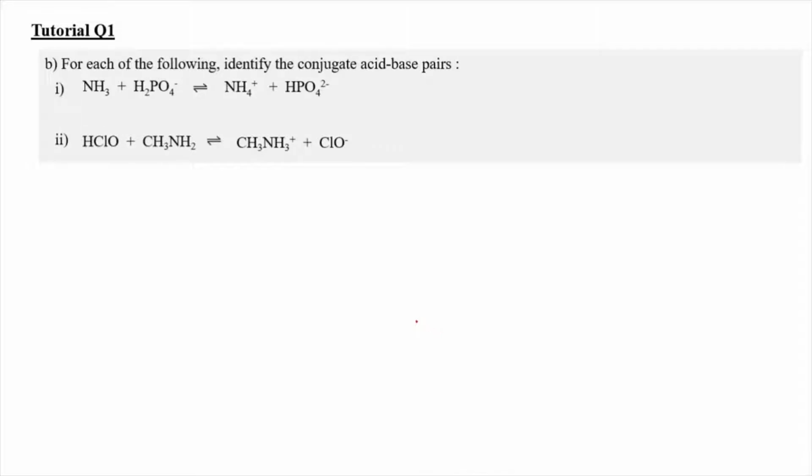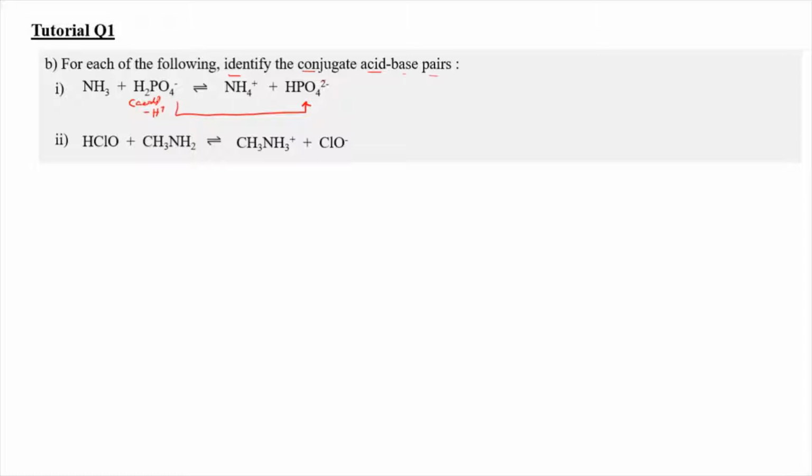So for tutorial question 1, for each of the following reactions, we need to identify the conjugate acid-base pairs. So for question 1, we have the reaction between ammonia as well as the H2PO4 minus, which is in equilibrium to form NH4 plus with the HPO4 minus. As you can see here, the acid is going to lose a proton, H plus, in order to form its pair, which is HPO4 minus. So when it loses a proton, then we know that it is an acid.